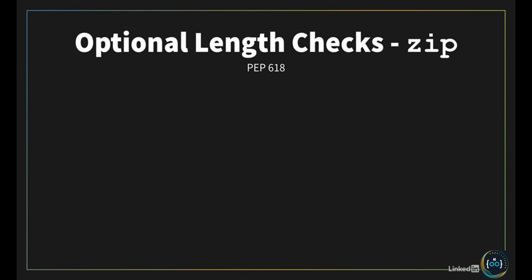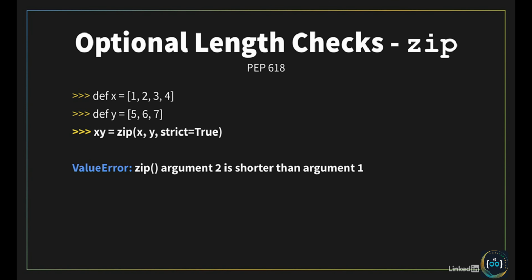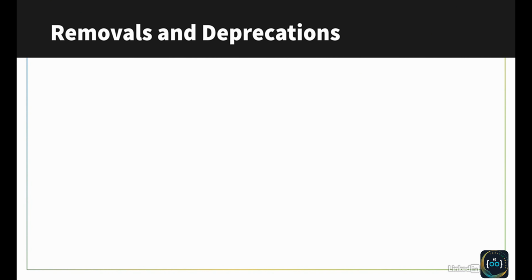In terms of standard library feature additions, there's been a sigh of relief from me involving the zip function. This function now has an optional strict keyword that will ensure the arguments to this function are the same length. Previously, zip would just accept iterables of different lengths and fail silently if the lengths were different, so this is a great addition. And finally, there have been a few notable deprecations and removals in Python 3.10.